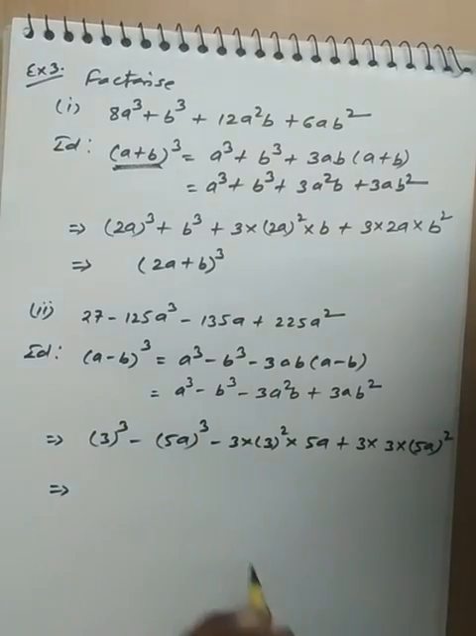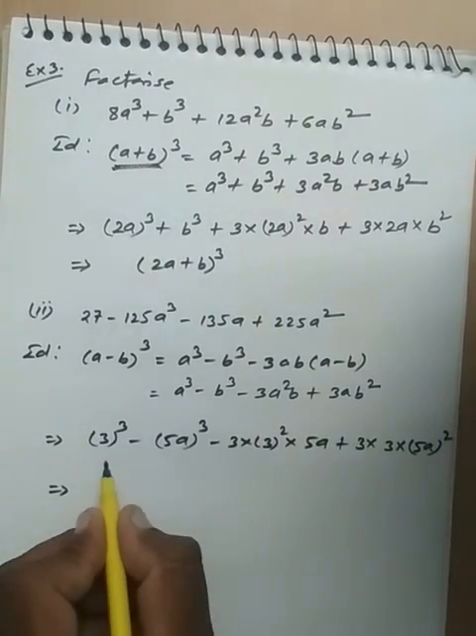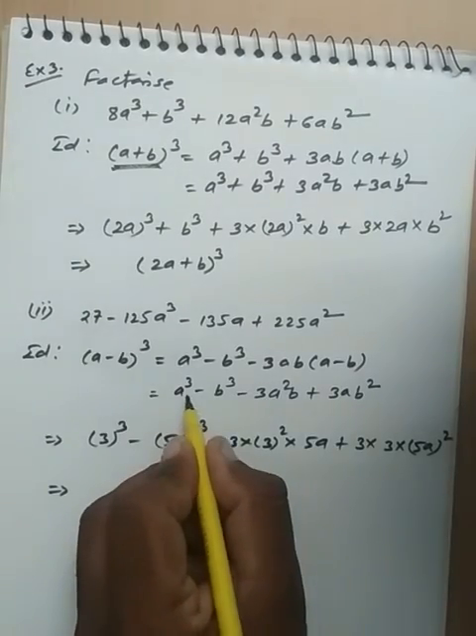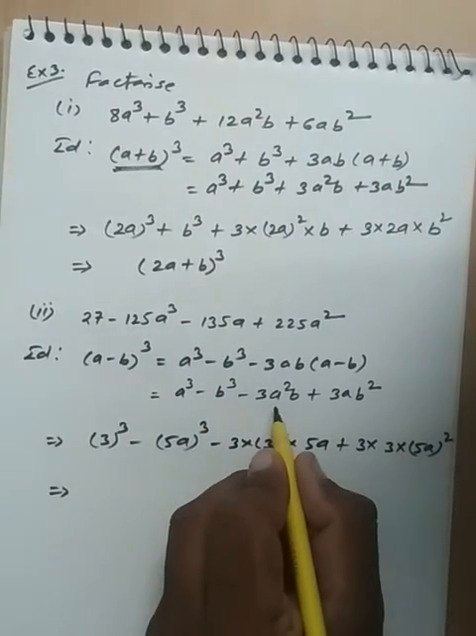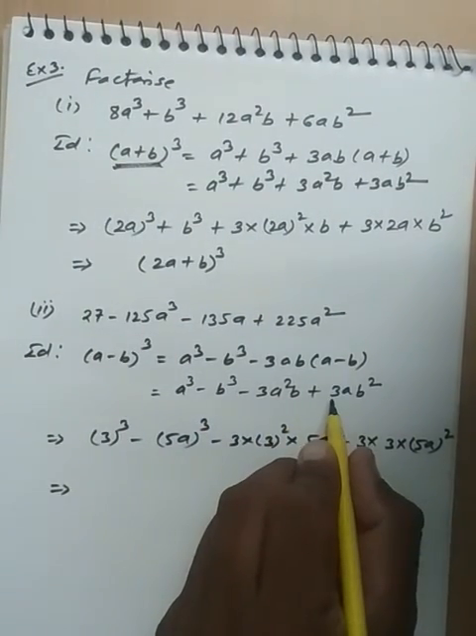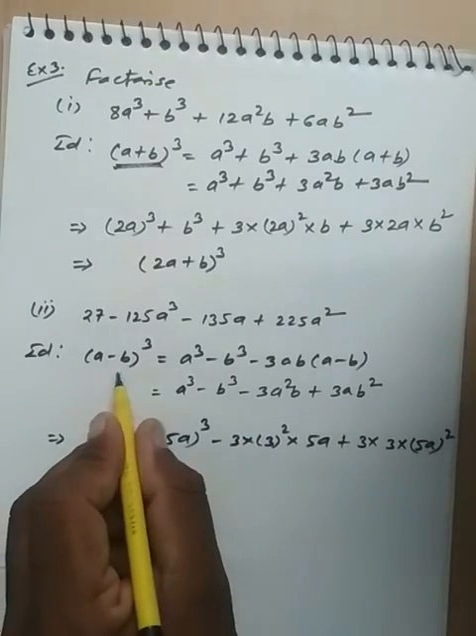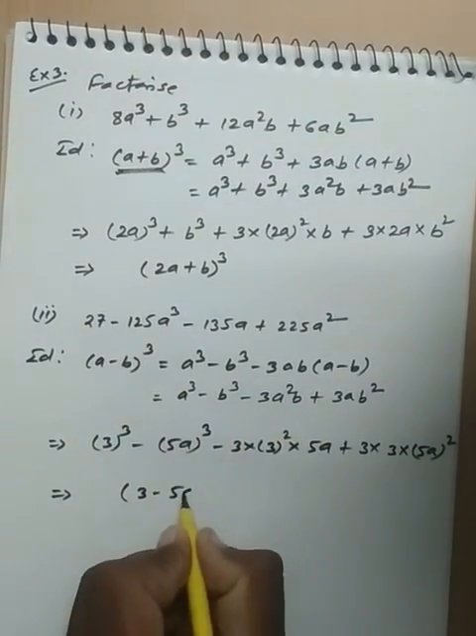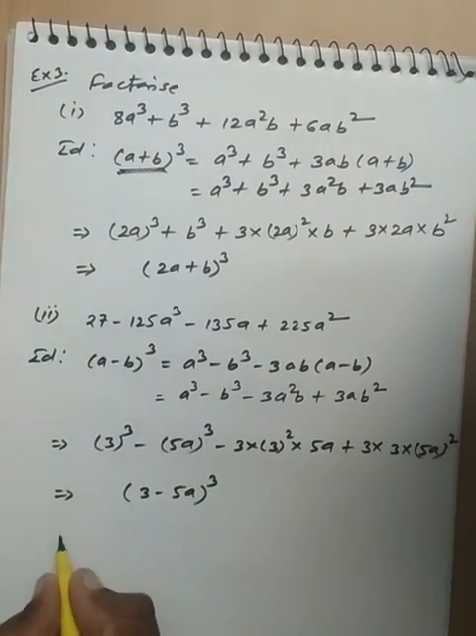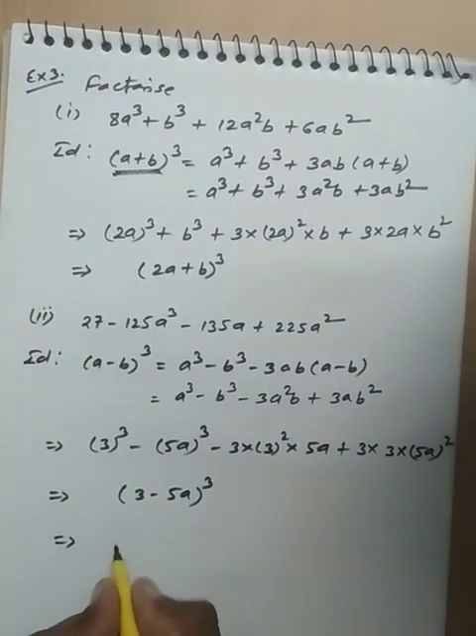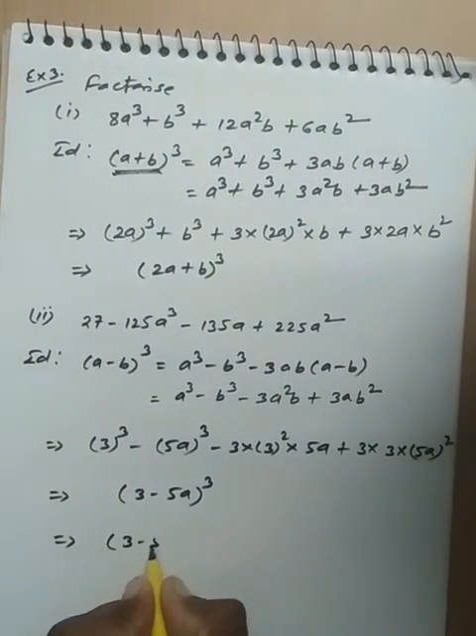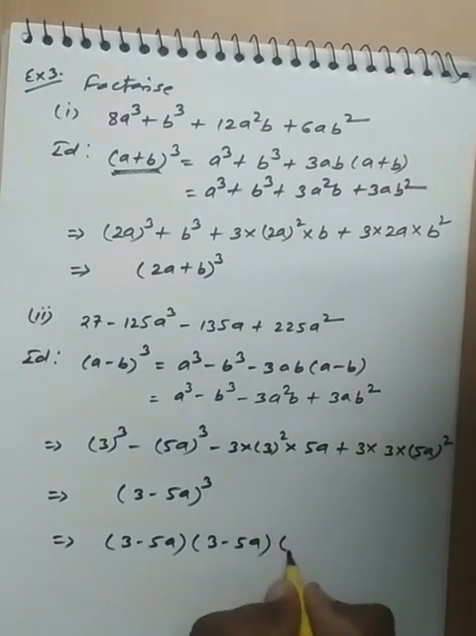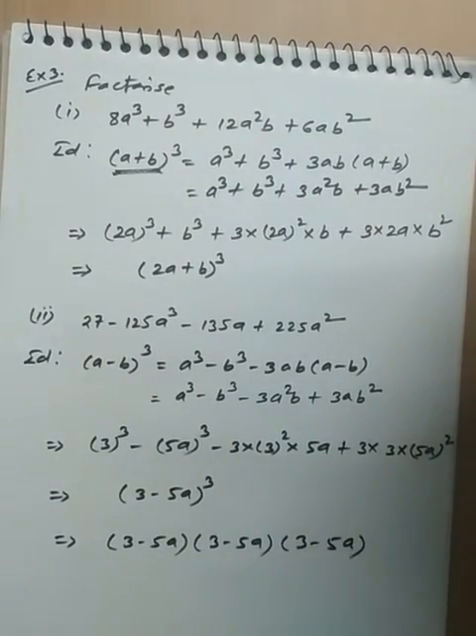So the next term is equivalent to (a minus b) whole cube, because a cube minus b cube minus 3a square b plus 3ab square is equivalent to (a minus b) whole cube. So here (3 minus 5a) whole cube. So 3 minus 5a are the 3 factors of the given expression.